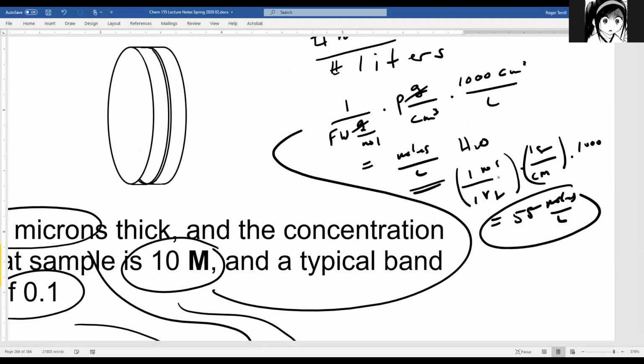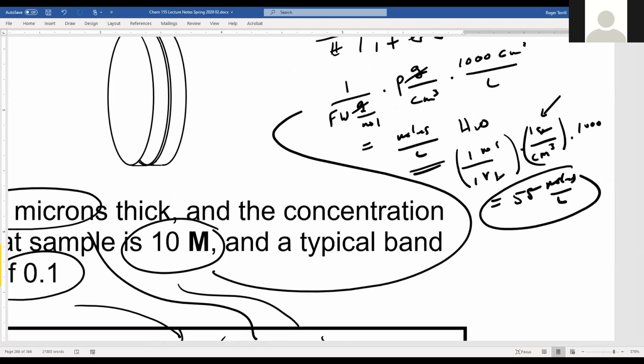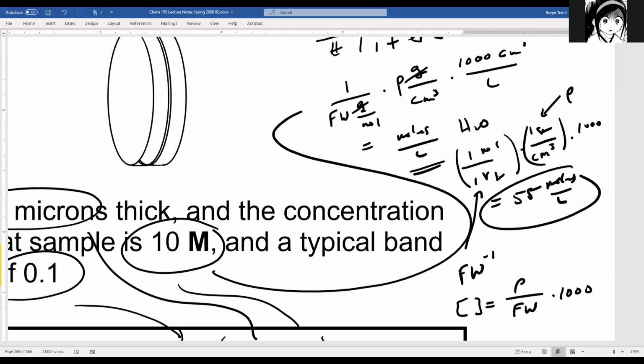Oh, okay, thank you. Yeah, so this is rho, and this is the reciprocal of the formula weight. So the concentration here, we'll call it the concentration is equal to rho over formula weight times 1,000. Okay, thank you. Okay, you're welcome.